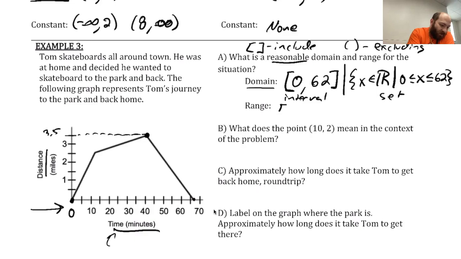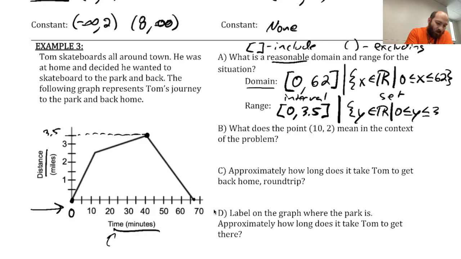So for that range, we're going to start at zero as the lowest. The furthest it goes is 3.5. That's the farthest that Tom goes. And again, we're including both of these values. The other possibility is if I do this, Y, element of the reals, such that zero less than or equal to Y, less than or equal to 3.5, okay?